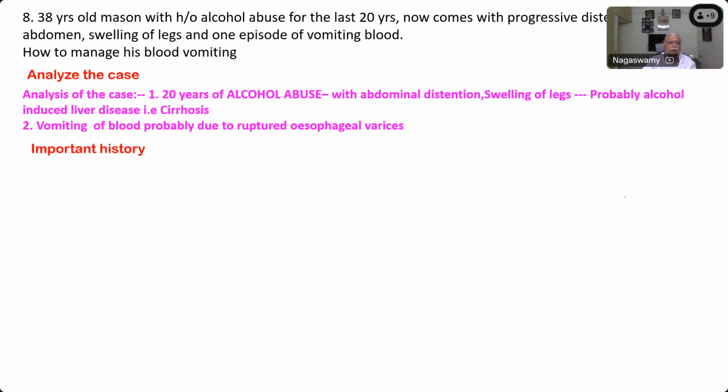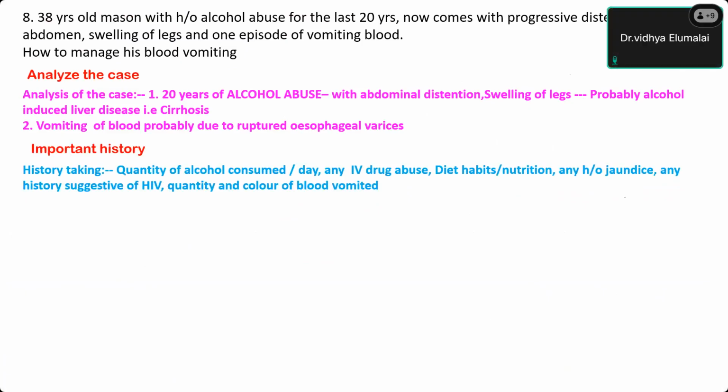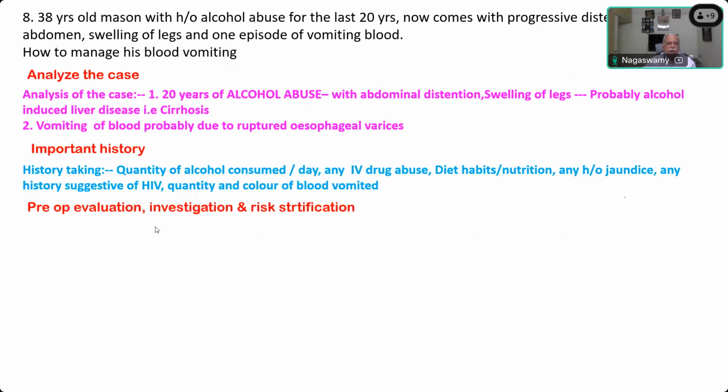Quantity of alcohol, okay? Consumption, duration of alcohol consumption, quantity per day, any IV drug abuse along with that, diet habits, nutrition, history of jaundice, any history suggestive of HIV, quantity and color of blood vomited because of the episode of vomiting. Then pre-op evaluation, investigation and risk classification.